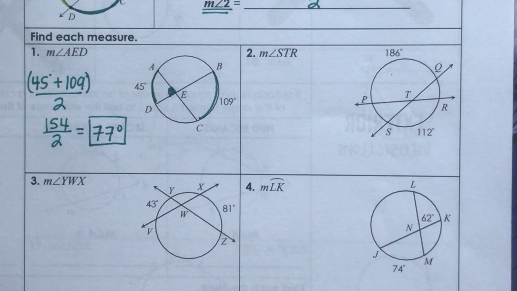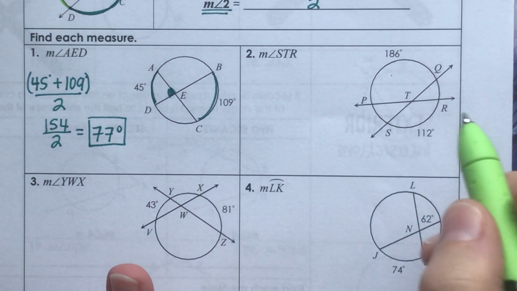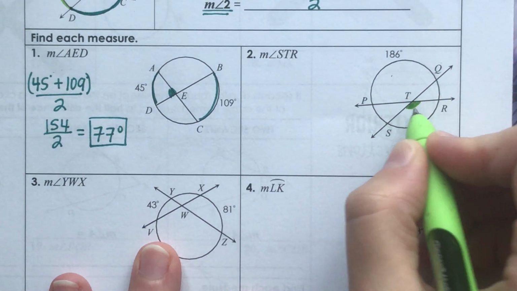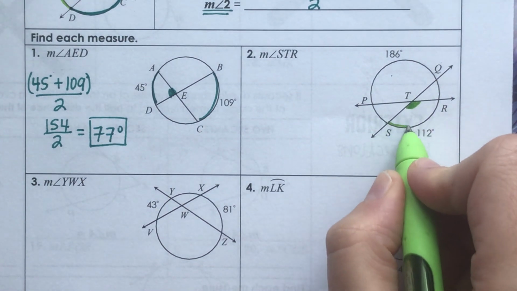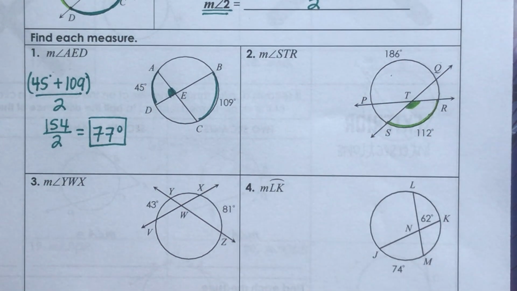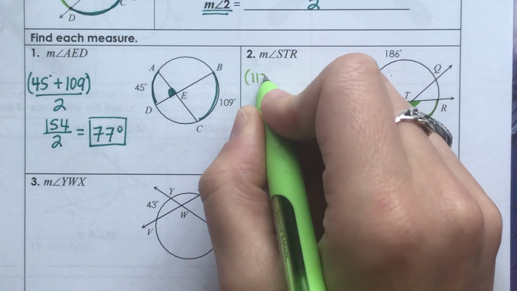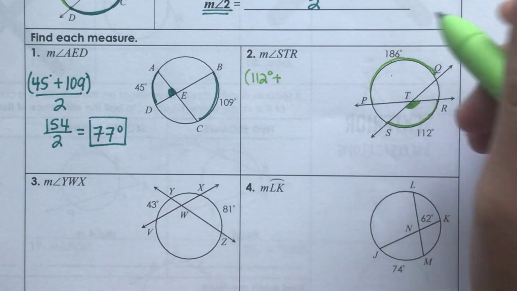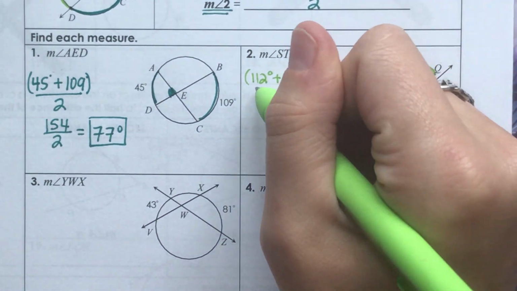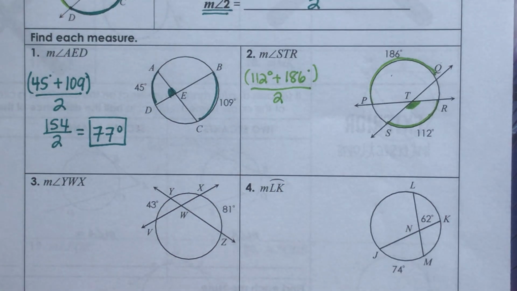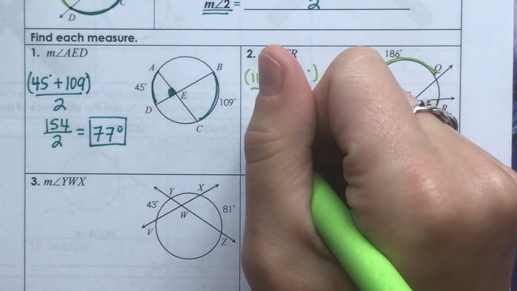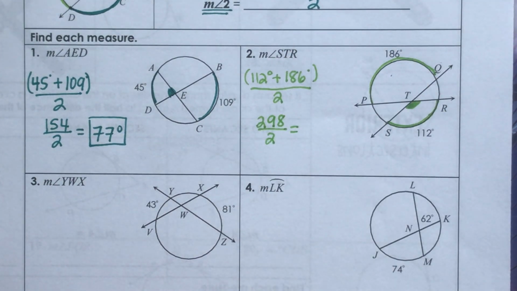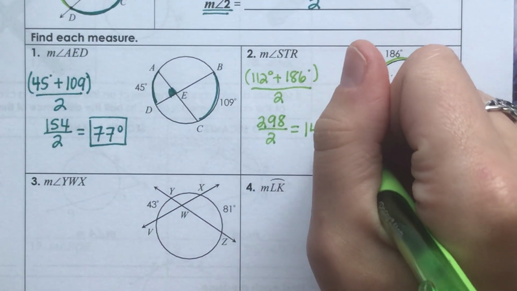All right. Measure of angle STR. STR is this angle right here. First I'm going to add the first arc that's intercepted, which would be this SR right here. So I'm going to add 112 plus the opposite side, 186. I'm going to add them together and divide them by 2. If I add those two numbers together, I get 298. And if I divide that by 2, I get 149 degrees.